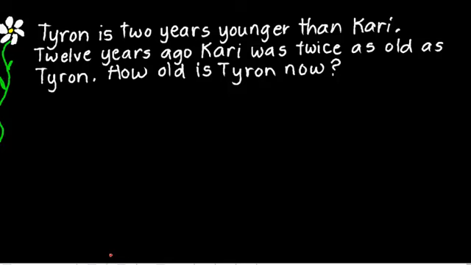Well, in age problems, the first thing I like to do is identify who's younger. And right off the bat, it says Tyrone's 2 years younger than Kari. So I'm going to put a little Y by Tyrone's name. Then I like to make a table.